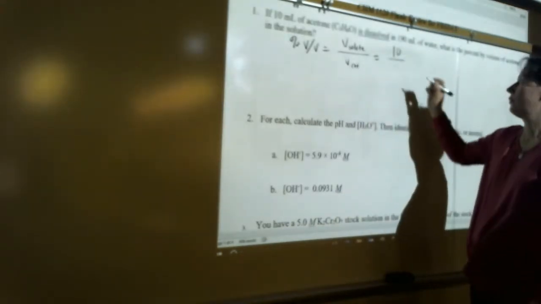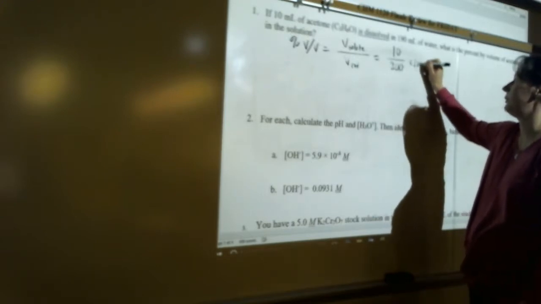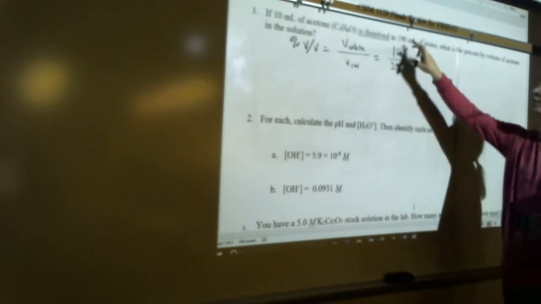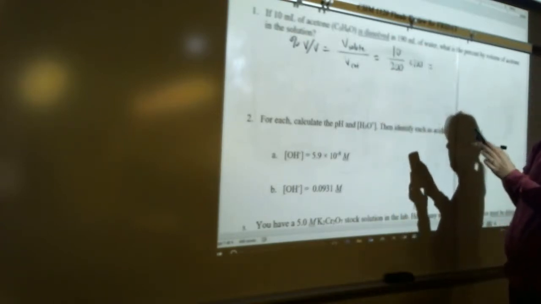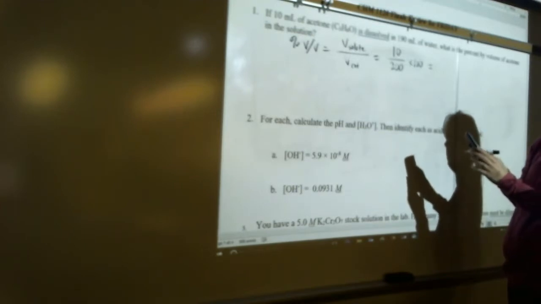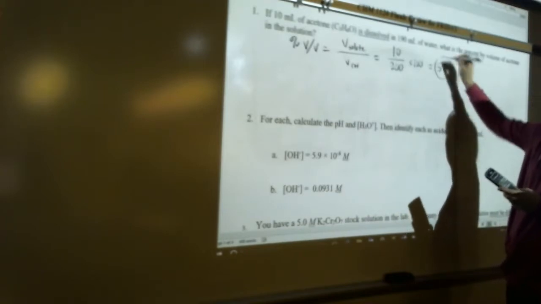It'll be 10 over 200, right? And then times 100, right? Because this is a percentage, okay? A lot of students will say, oh, it's 10 over 190. But remember, you need to do 10 divided by 200, okay? And then times 100. That gives you a concentration of 5%.